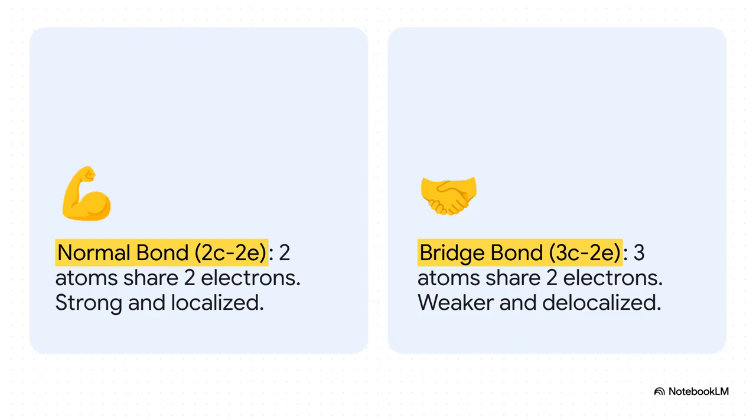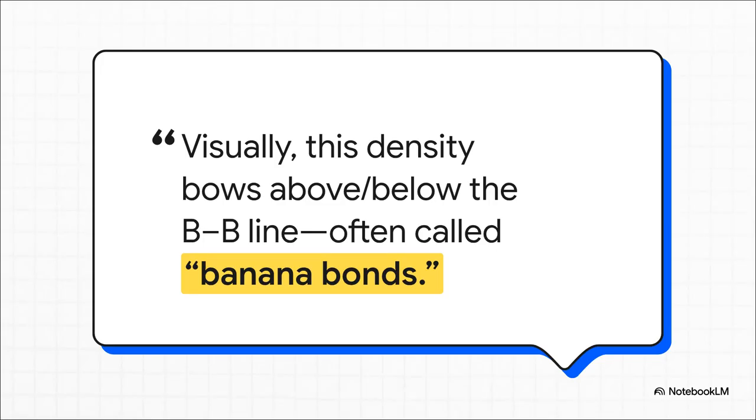And this creates a really stark contrast in the types of bonds. A normal bond is a strong direct connection between 2 atoms sharing 2 electrons. But this new bridge bond, it's weaker, it's more spread out, and it's holding 3 atoms together with that same pair of electrons. It's an incredibly efficient, if a little strange, solution. And because the path of those shared electrons actually arcs out in this curved shape, kind of above and below the molecule, chemists gave it this fantastic and super memorable nickname, a banana bond. It's actually a great way to visualize this spread out, delocalized cloud of electrons.